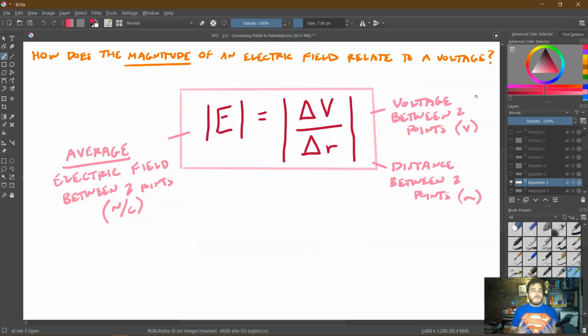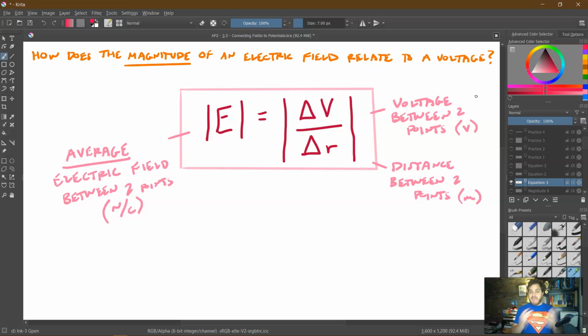And in fact, this is an equation that we want to know, that the absolute value of the electric field is equal to the absolute value of the voltage over the distance between 2 points. Now, let's be careful here. There's a couple of really crucial things. We're looking between 2 points in particular. So that's the voltage between those 2 points, and that's the distance between those 2 points, in volts and meters. And additionally, this is the average electric field between the 2 points in newtons per coulomb.